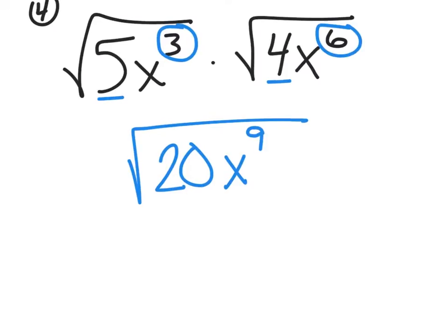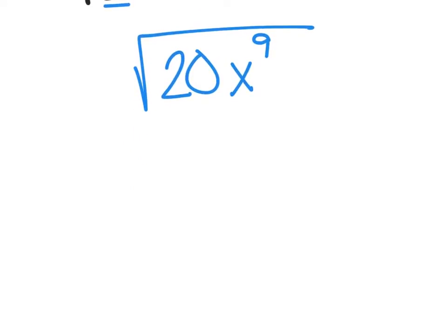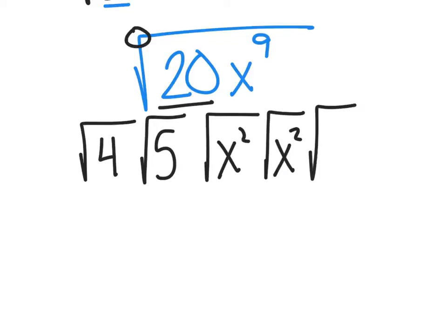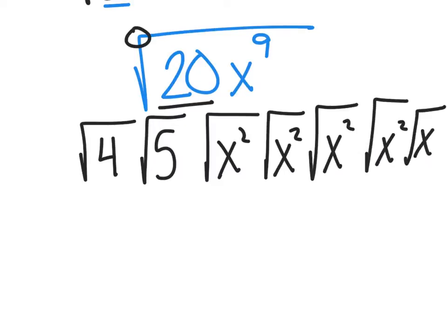Now, we're pretty good at breaking these down. We've done this before. Again, I'm going to start with my 20. So I'm going to say that's radical 4 times radical 5. And because this is a square root, I need everybody to be in squares. So x squared, x squared, x squared, x squared. That gets me 2, 4, 6, 8, and I'll have 1 left over.